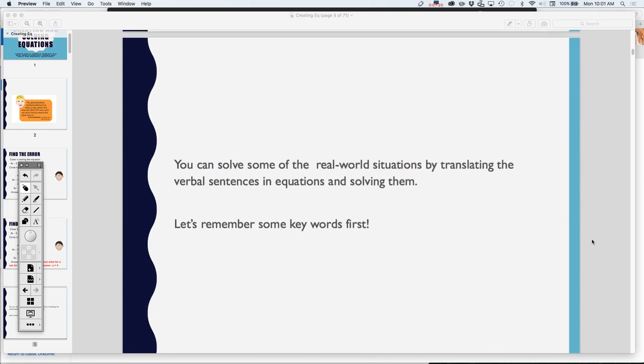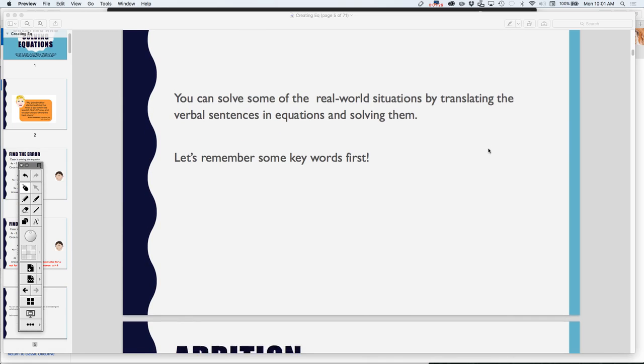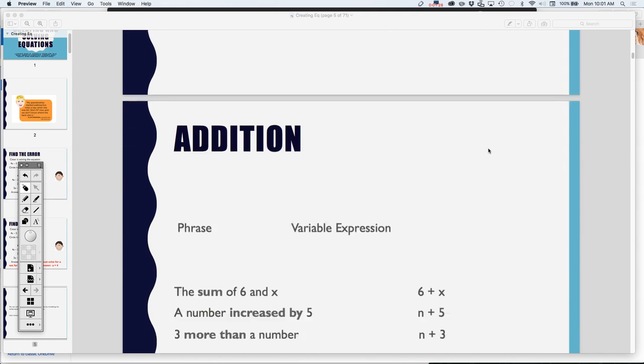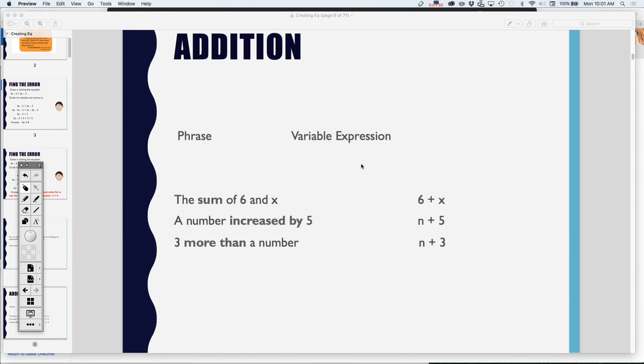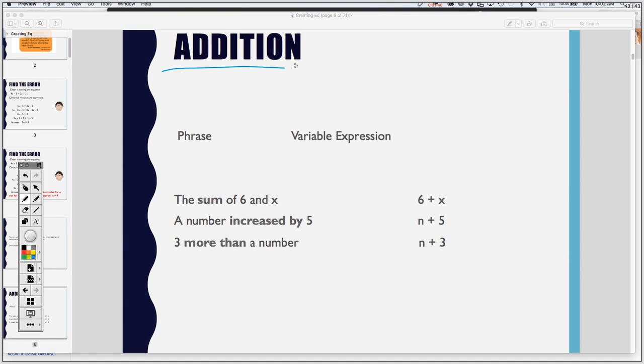You can solve some of the real-world situations by translating the verbal sentences into equations and solving them. Let's remember some keywords first. So we have addition. Go ahead and write everything that's in bold for addition. On your paper, have this as your heading, the addition part, and let's write all the bold words that mean addition.